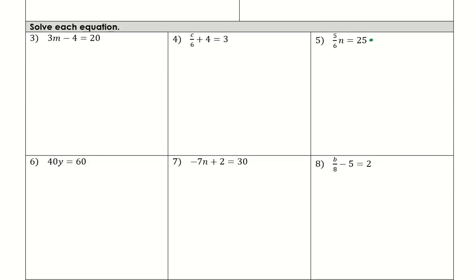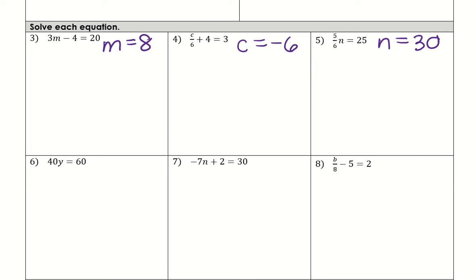Number 3, your answer should be m equals 8. For number 4, your answer should be c equals negative 6. And for number 5, your answer should be n equals 30. Okay, so if you got all of those right, you can go ahead and fast forward to number 6. But I'm going to go ahead and dive into these now.